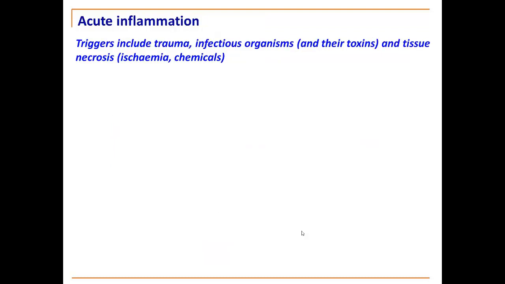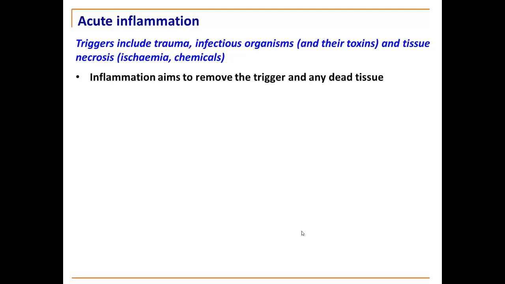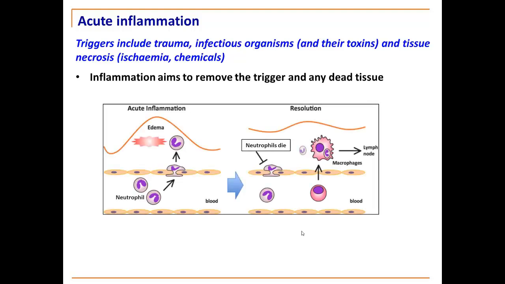So there are lots of triggers of acute inflammation. They include things like trauma, infectious organisms, and of course their toxins, tissue necrosis, so tissue death due to ischemia, or due to chemicals. And the inflammation aims to remove the trigger and any potential dead tissue from the site. So if we're looking at the initial stages in acute inflammation, we get that inflammatory response occurring. It's characterized by the rapid infiltration of neutrophils and edema response in response to that injury.